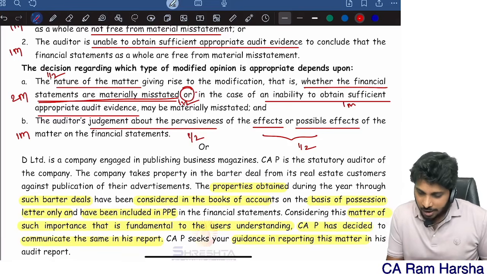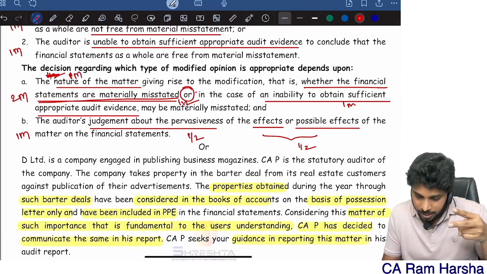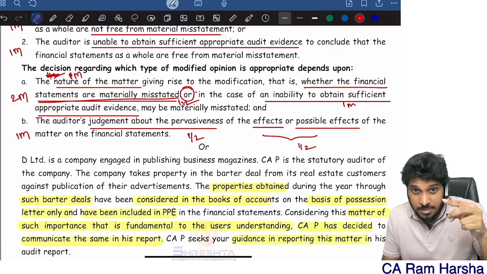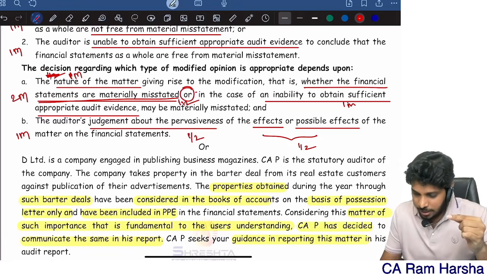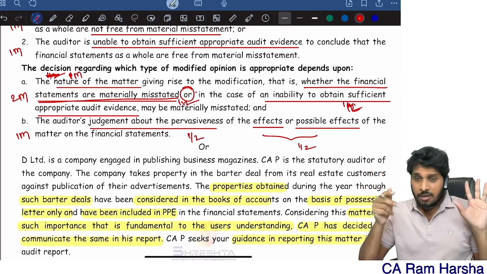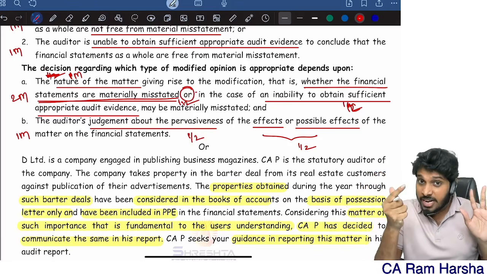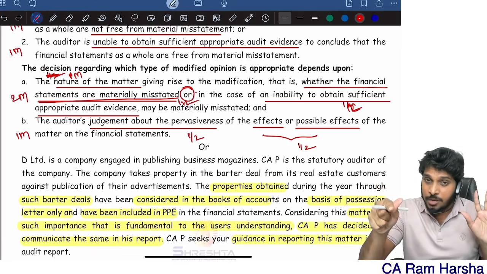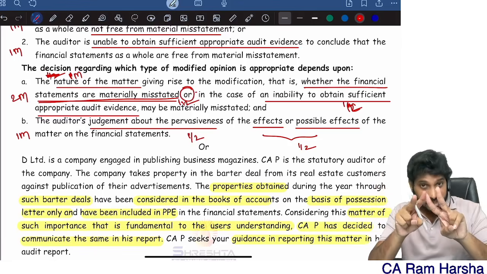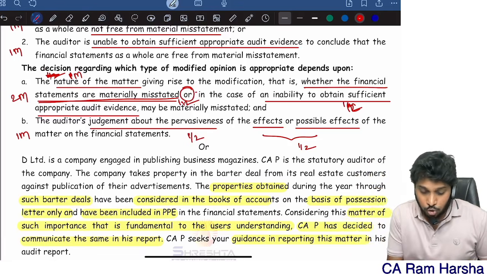Or it can be like this: 1 mark, nature of the matter. Nature of the matter is 2 types. Whether financials are materially misstated, that is half, 1 point. This is also half. Which nature of the matter? 2 types are there. Financials are materially misstated, or another nature of the matter is we are unable to obtain sufficient appropriate evidence, half mark. Totally for the first factor, which consists of 2 subfactors, 2 marks for that.